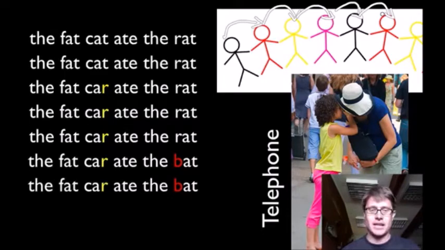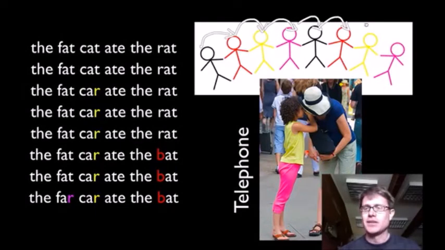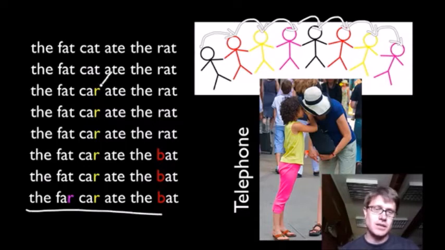And now the fat car ate the bat, and finally the car ate the bat. So when you get to the end, the DNA is very similar, but it's changed a little bit. And each of these is a mutation. We could call that the yellow mutation, the red mutation, the black mutation, and then the purple mutation. And so life started with one strand of DNA.